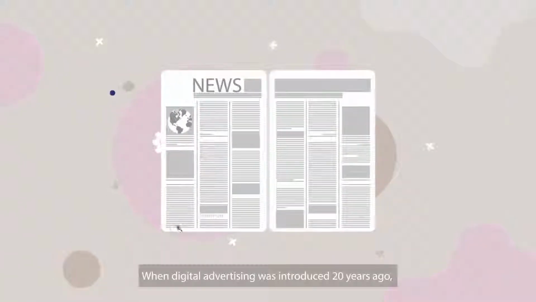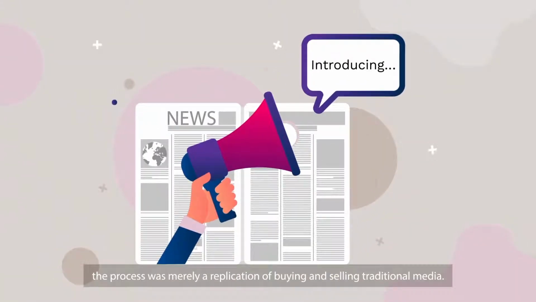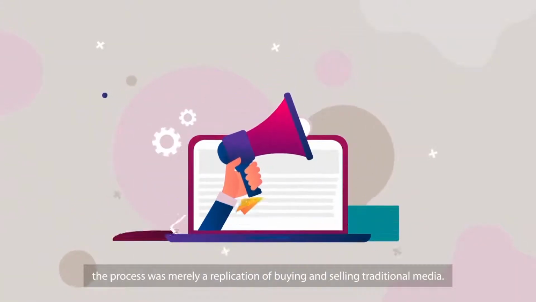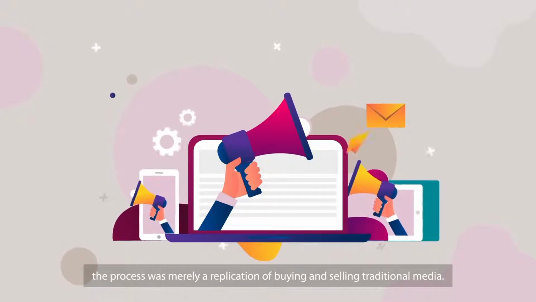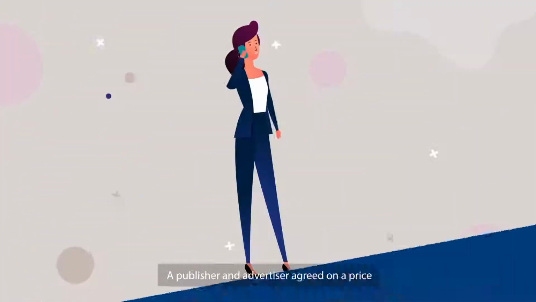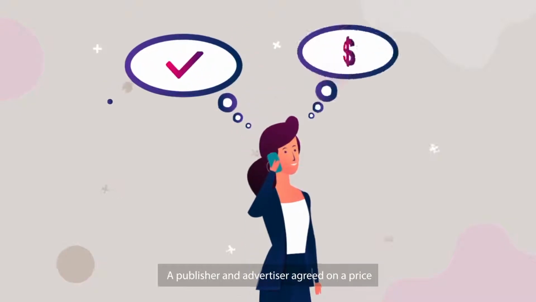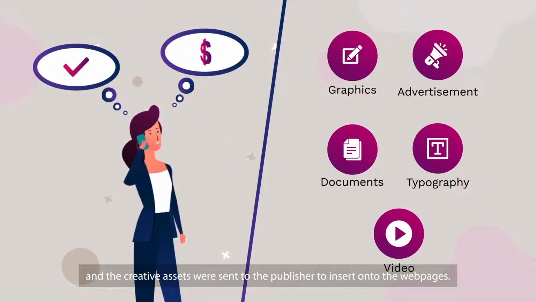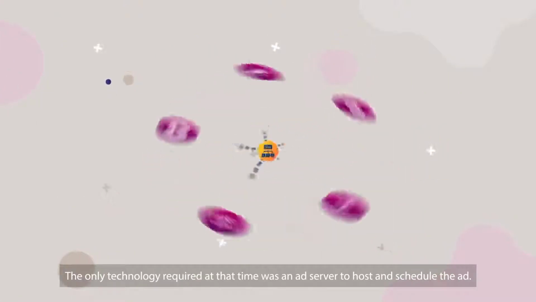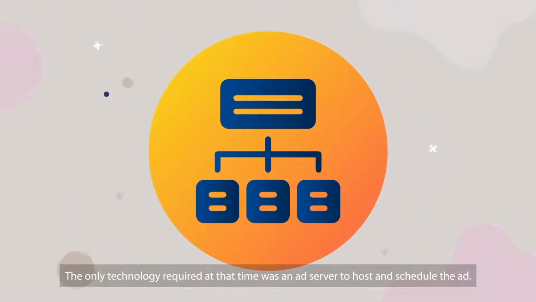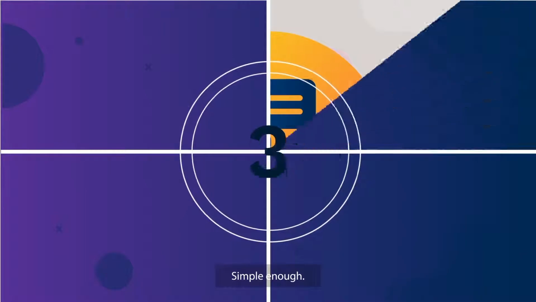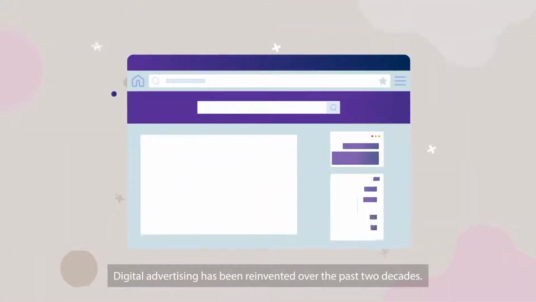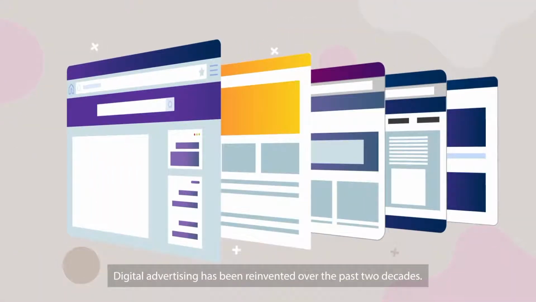When digital advertising was introduced 20 years ago, the process was merely a replication of buying and selling traditional media. A publisher and advertiser agreed on a price, and the creative assets were sent to the publisher to insert onto the web pages. The only technology required at that time was an ad server to host and schedule the ad. Simple enough. Digital advertising has been reinvented over the past 2 decades.